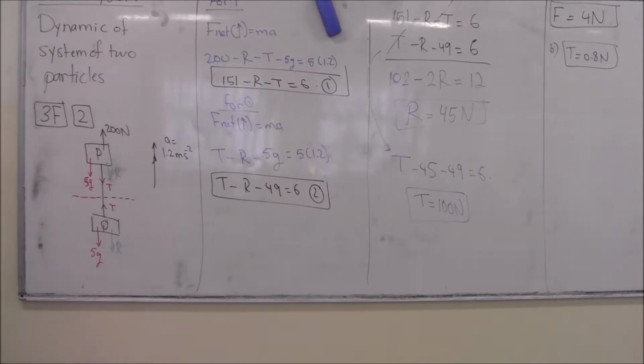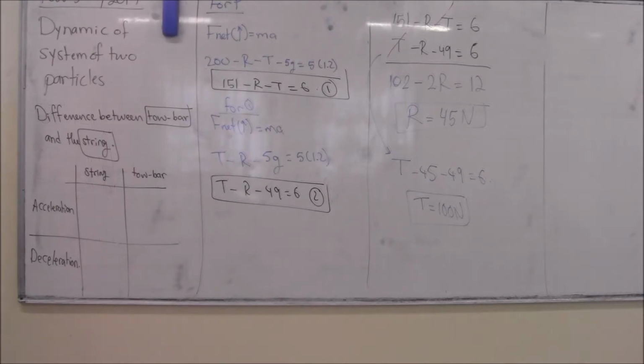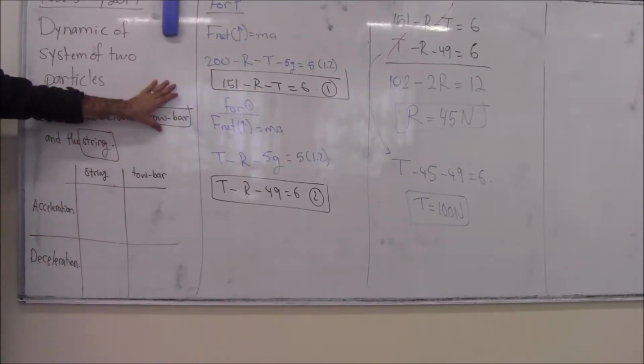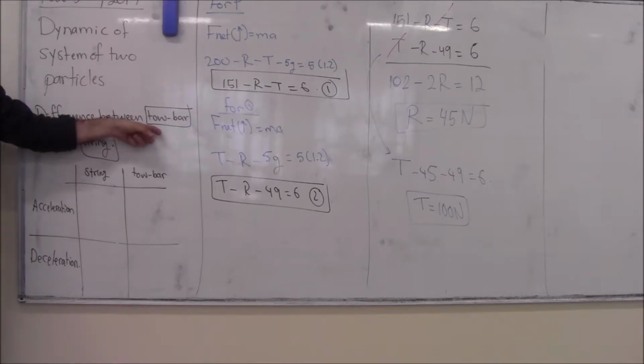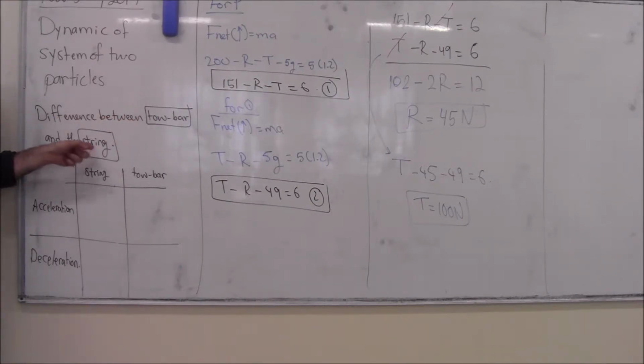Is there any major difference between this system of two particles and a system of one particle? No. Okay, fine. Actually, now we have to distinguish between what? If the two objects are connected by a tow bar or by a string. A tow bar, a rod, which is rigid, right?